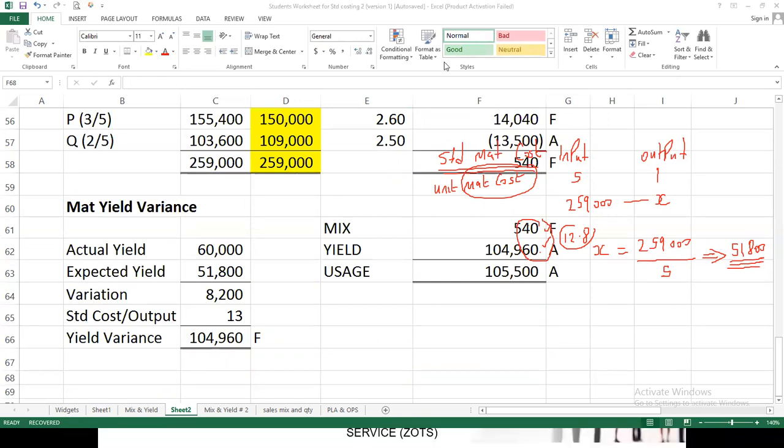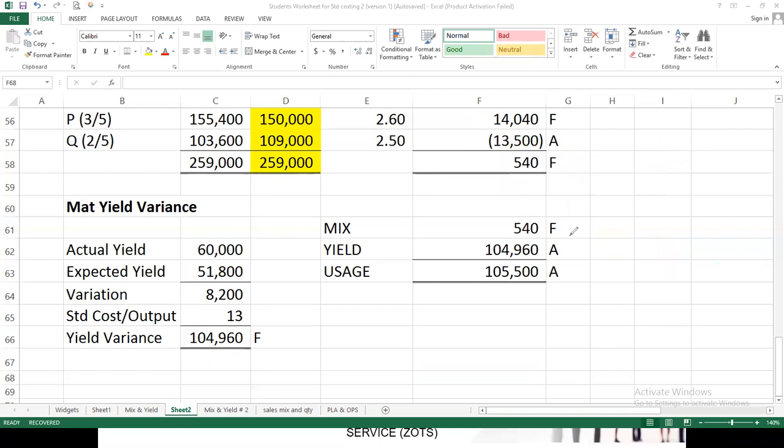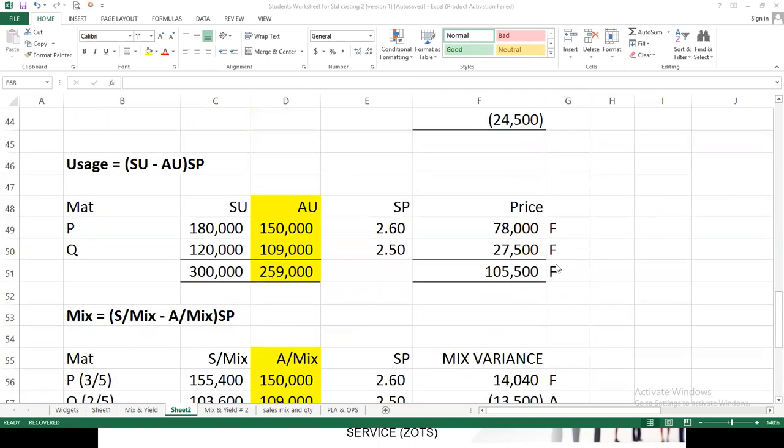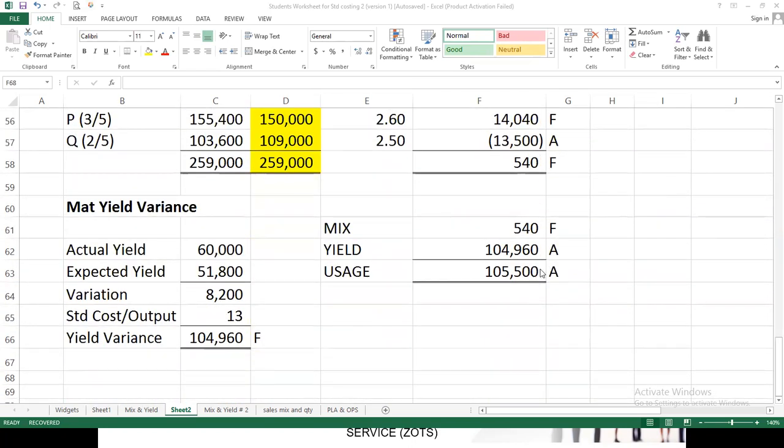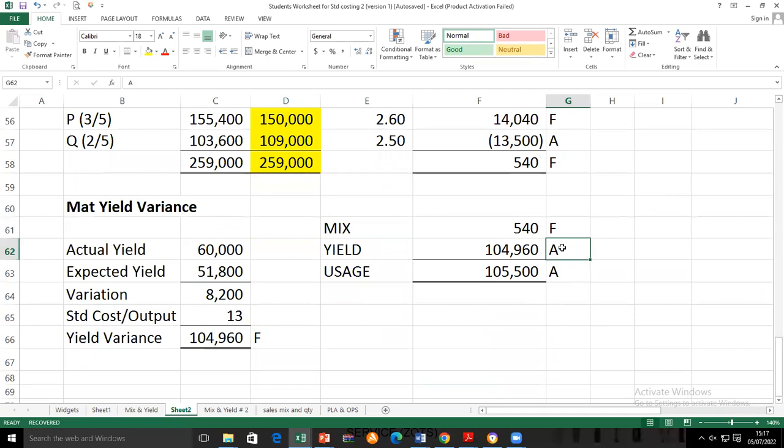Now, let's check our reconciliation. Has it reconciled? Yes, because that's 105,500 favorable. So this is a favorable variance. And this gives you favorable variance. There we are. So we've done a good job, people. Our variances are reconciled. Mix and yield gives us the usage.